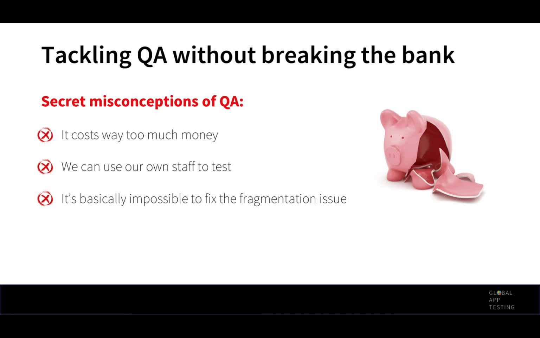I hear this a lot, that there's way too much fragmentation. It's impossible. We're only going to test on the iPhone 10 and the Samsung Galaxy S8, and that should be enough. The real answer to that is it's not enough, and you have to find a way to test the top devices and also some of the bottom end devices as well. And it's important that we explain why that is, if you want to be a global organization.